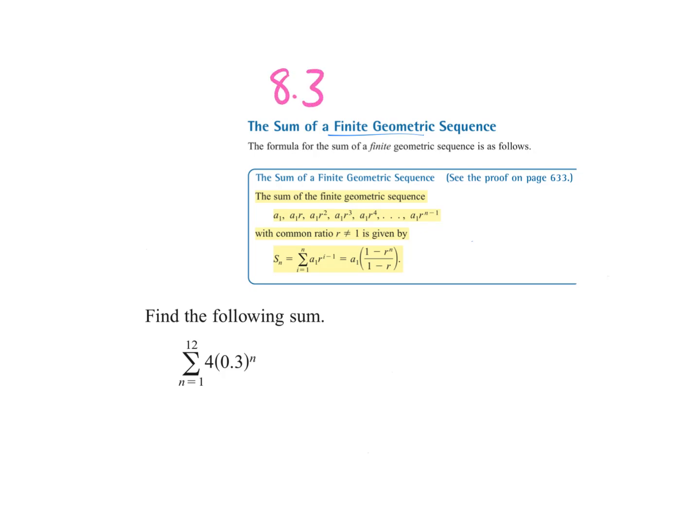So in 8.3 part 1, we talked about geometric sequences. What is a geometric sequence? What are we doing to get from one number to the next in a geometric sequence? Multiplying. So here we still have geometric sequences, but we are going to be finding the sum of our geometric sequences. So we have two different sum formulas.